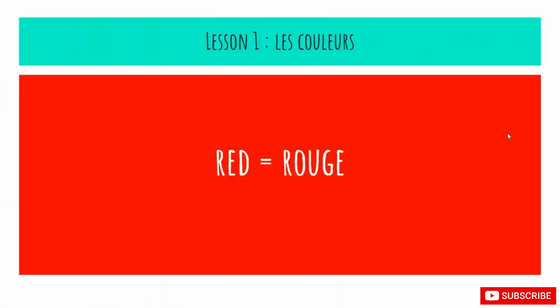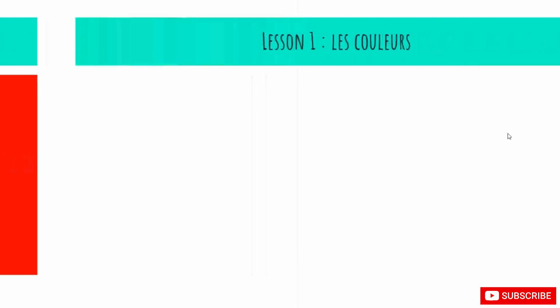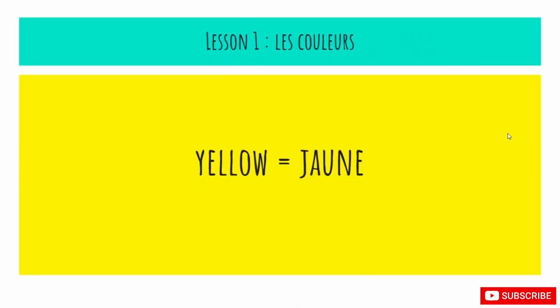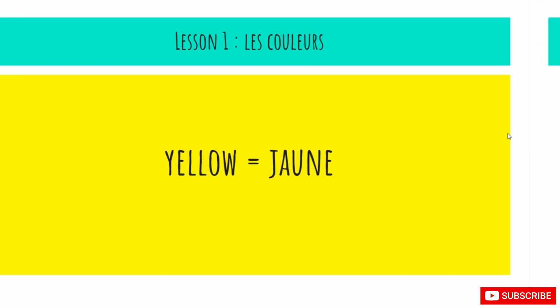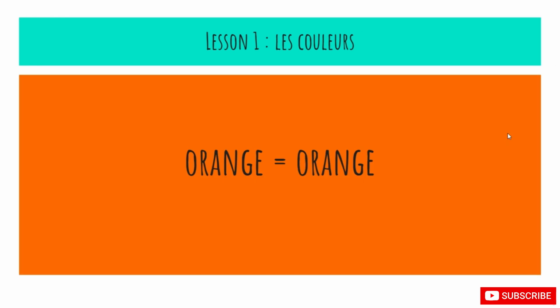We will begin with the basics. Red is pronounced rouge. The second one, yellow, is jaune. Jaune. Orange, exactly the same as in English, but the pronunciation is a little bit different. Instead of orange, it is orange. So make the R with the throat. So orange, orange.